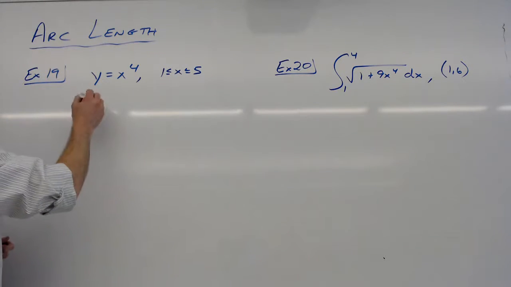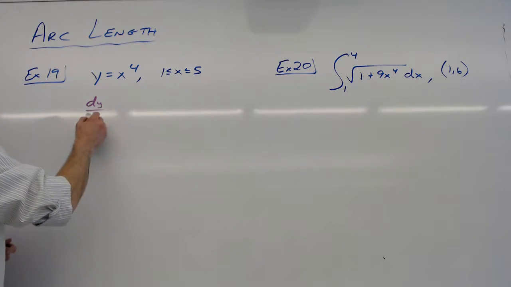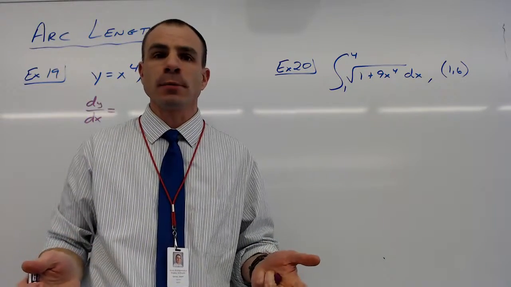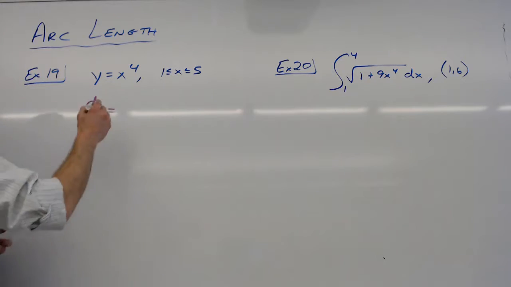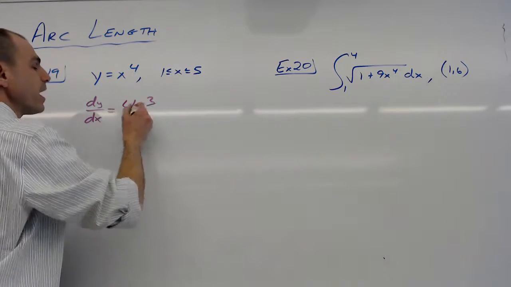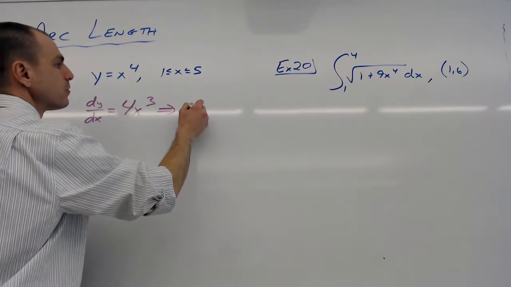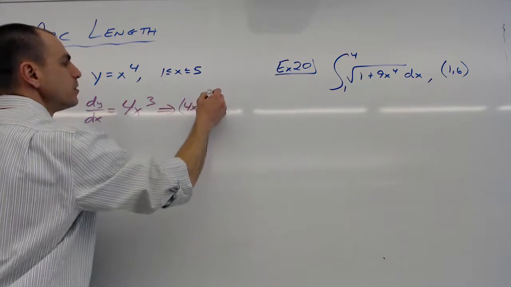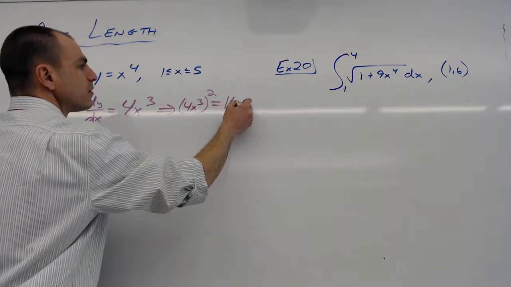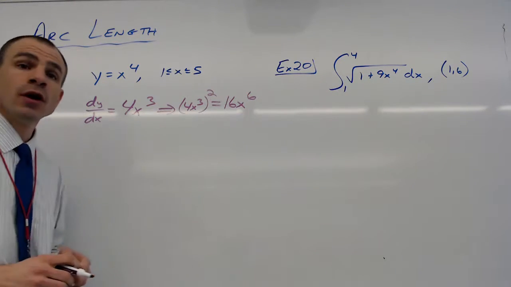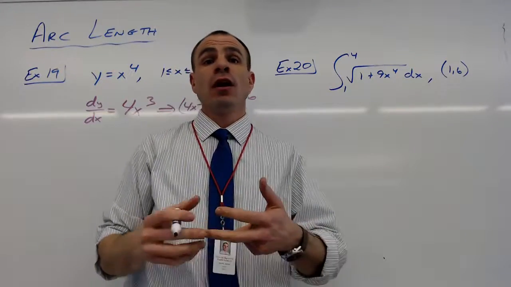If y is equal to x to the fourth, let's quickly come up with the value for dy dx. What should it be? Yeah, 4x cubed. All right, so now that we have that, keep in mind that we then want to square it. So 4x cubed needs to be squared, which leads us to 16x to the sixth. That's the value which we want to place into our integrand.